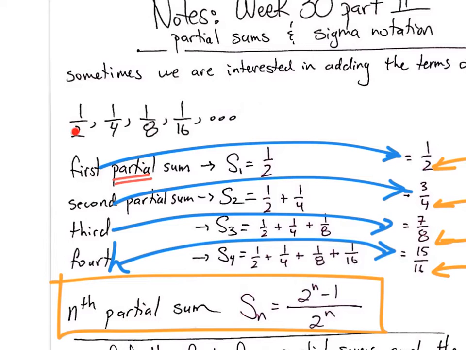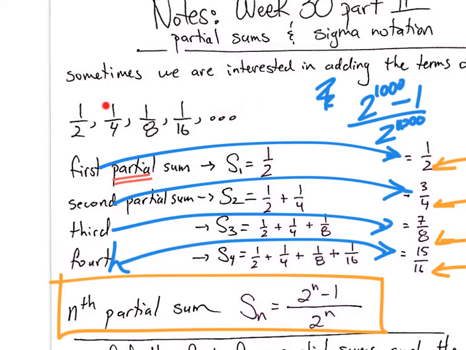Meaning if your teacher said, add up the first 1,000 terms, you could sit there for a couple hours with the calculator, or you could say, I think that's going to be 2 to the 1,000 minus 1 over 2 to the 1,000. Which, by the way, is going to be really close to 1. I like that as a test question. There's an easy way to solve it. This is how we would write that: S sub n, indicating the nth partial sum, is 2 to the n minus 1 over 2 to the n.